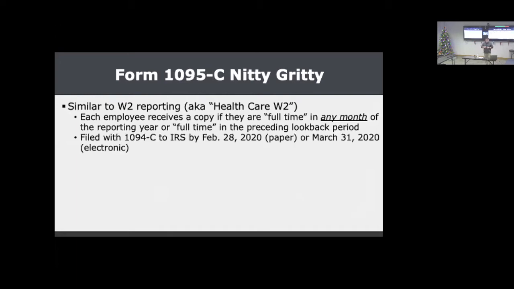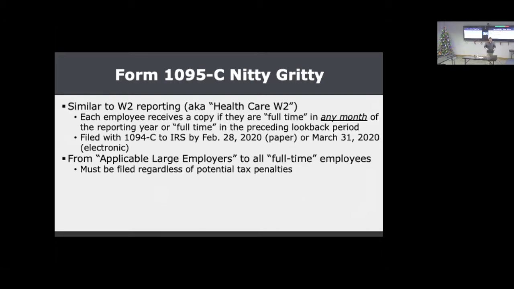If you file this with a 1094-C electronically, that 1094-C is due February 28th. But if you're filing your 1095-Cs and all that with your 1094-C on paper, those are due to the government not until March 31st. Difference here though, right? They're due to the employee by March 2nd, but they're not due to the government until March 31st. So if you're an applicable large employer, an ALE, that's one of our acronyms, you have to give this to those full-time employees. You must file them regardless of potential tax penalties.